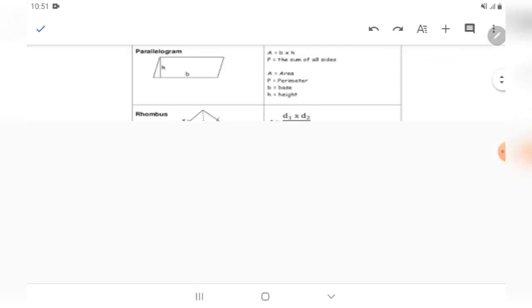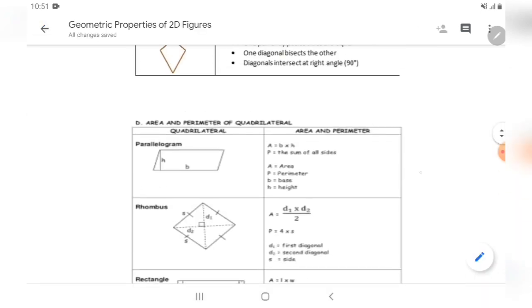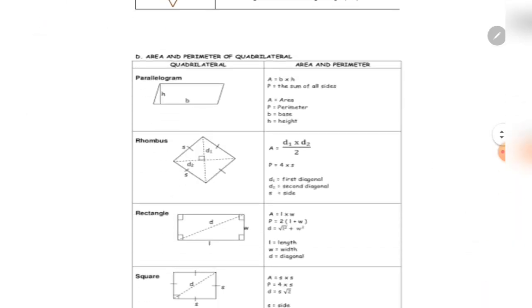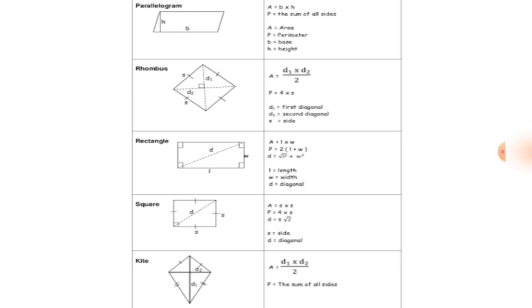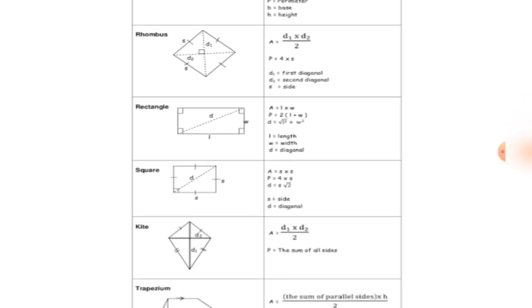Okay, this is the formula of quadrilaterals. In parallelogram, in getting the area, that is base times height. In getting the perimeter, the sum of all sides. Next, rhombus, the first diagonal times the second diagonal divided by 2. And then in getting the perimeter, 4 times s, or that is 4 times all the sides.